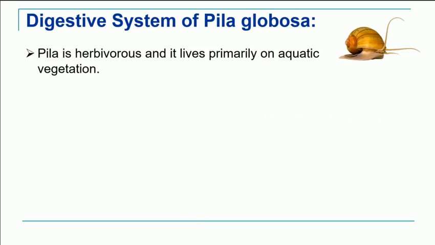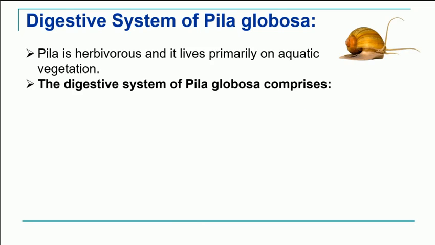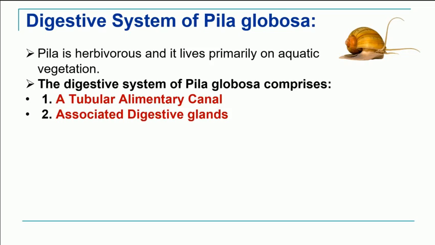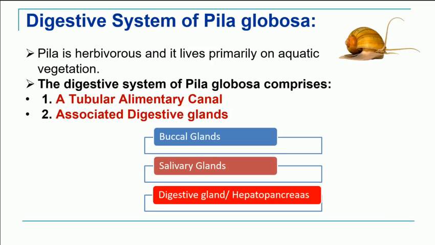So we know that Pila is a herbivorous animal and it lives primarily on aquatic vegetation like Pistia and Vallisneria. The digestive system of Pila comprises a tubular alimentary canal and associated digestive glands. There are three major types of glands present. First are the buccal glands, second are the salivary glands, and the third type are called digestive glands, also referred to as the hepatopancreas. Today we are just going to discuss the alimentary canal.